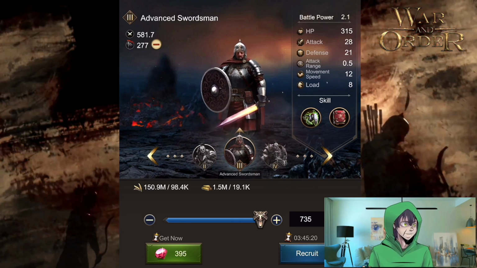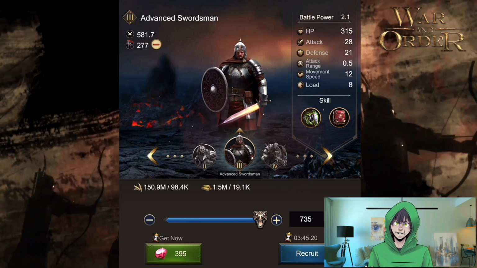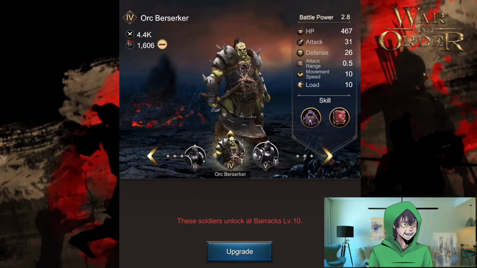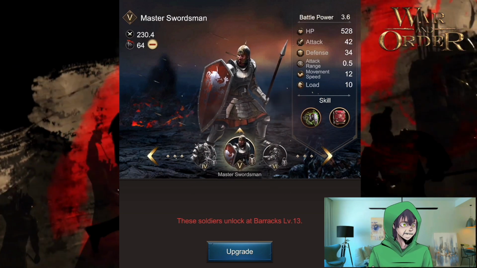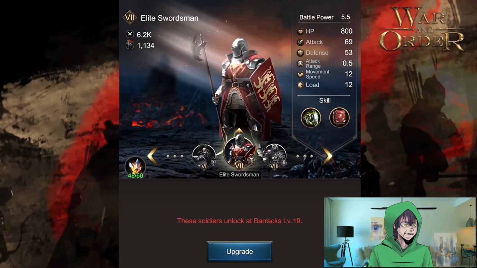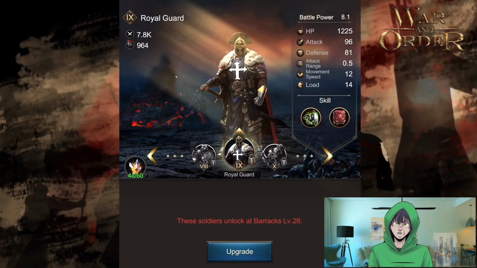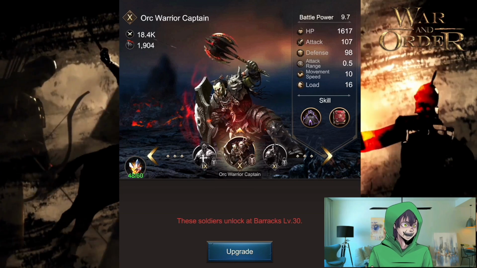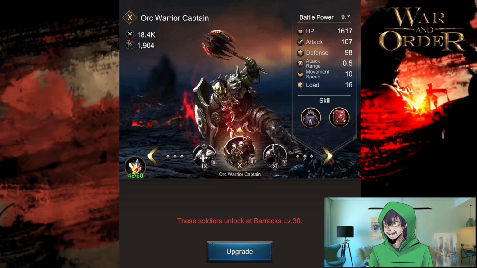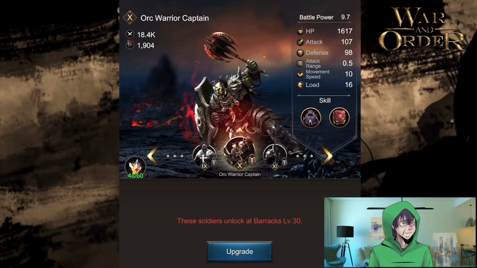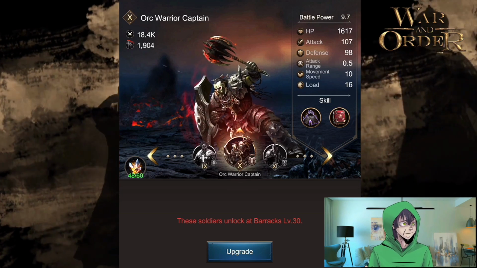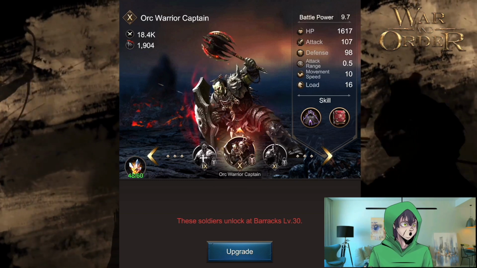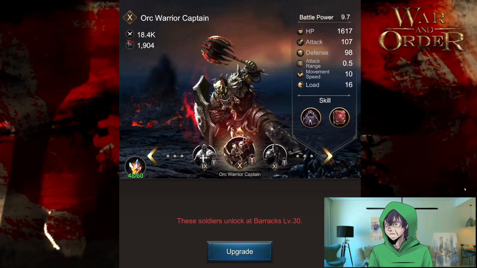So as you move up tiers, you can see here HP 315 at tier 3. Go to tier 4, it's 467. Go to tier 5, it's 528. It goes up pretty fast, and then you get up into the 9 and the 10, and it's many times better. One tier 10 infantry is several times stronger than a tier 4, right? Or tier 3. Several times stronger. It's much, much, much stronger in comparison.